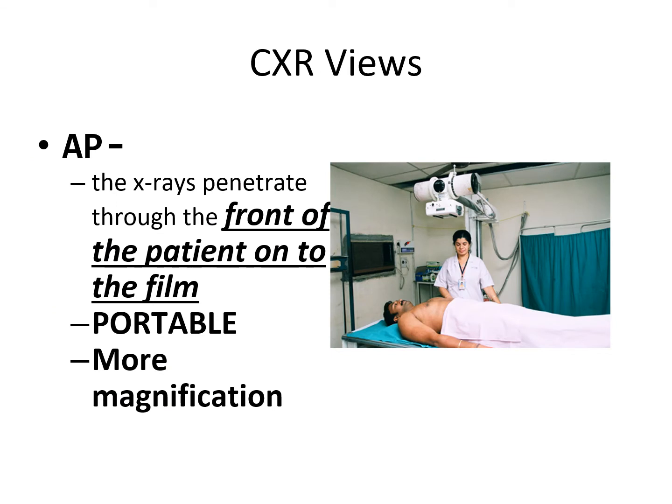Again, here is an AP, so that's where the x-rays are going to penetrate through the front of the patient onto the film. So the film here would be underneath him on his backside, and you can see here the machine that's up above near the ceiling. That's the actual x-ray machine. So that's sometimes the way they might do it in the ER.